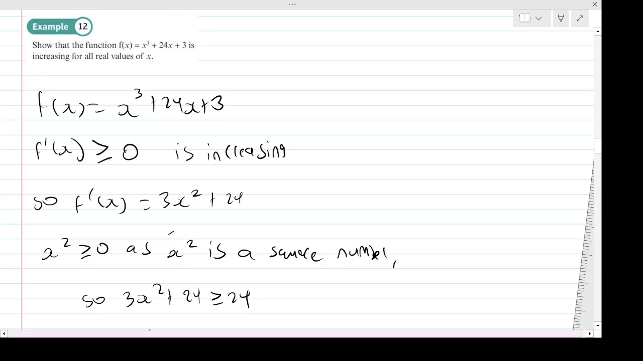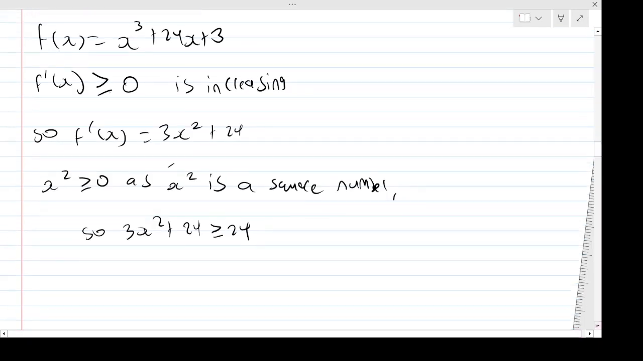We can use completing the square form to show that the square number x squared is at least 0, and then we can show it's above 0 or something like that. So it's at least 24, but we want to show it's greater than 0, so that means it could also be greater than 0 as well, okay? So that means it's increasing. So f dash of x is greater than 0. f dash of x is the gradient. We've shown that the gradient was positive, which then means the original function is increasing, okay?